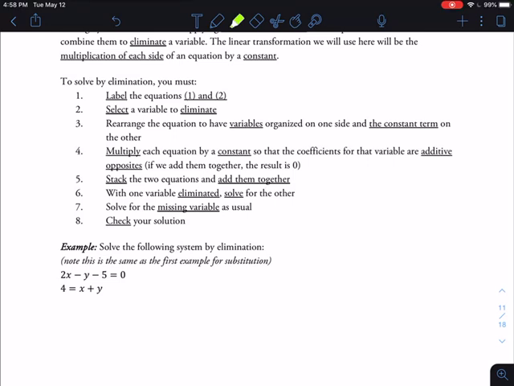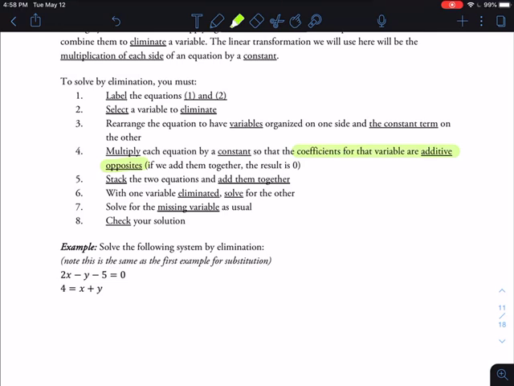Then we're going to multiply each equation by a constant, or as you're going to see soon, possibly just one equation by a constant. The really important part of this step is that we're trying to make coefficients for a variable into additive opposites, okay? Additive opposites just means that when you add them together, the result is 0. That's the most important step in this situation, and that's what's going to lead us to success.